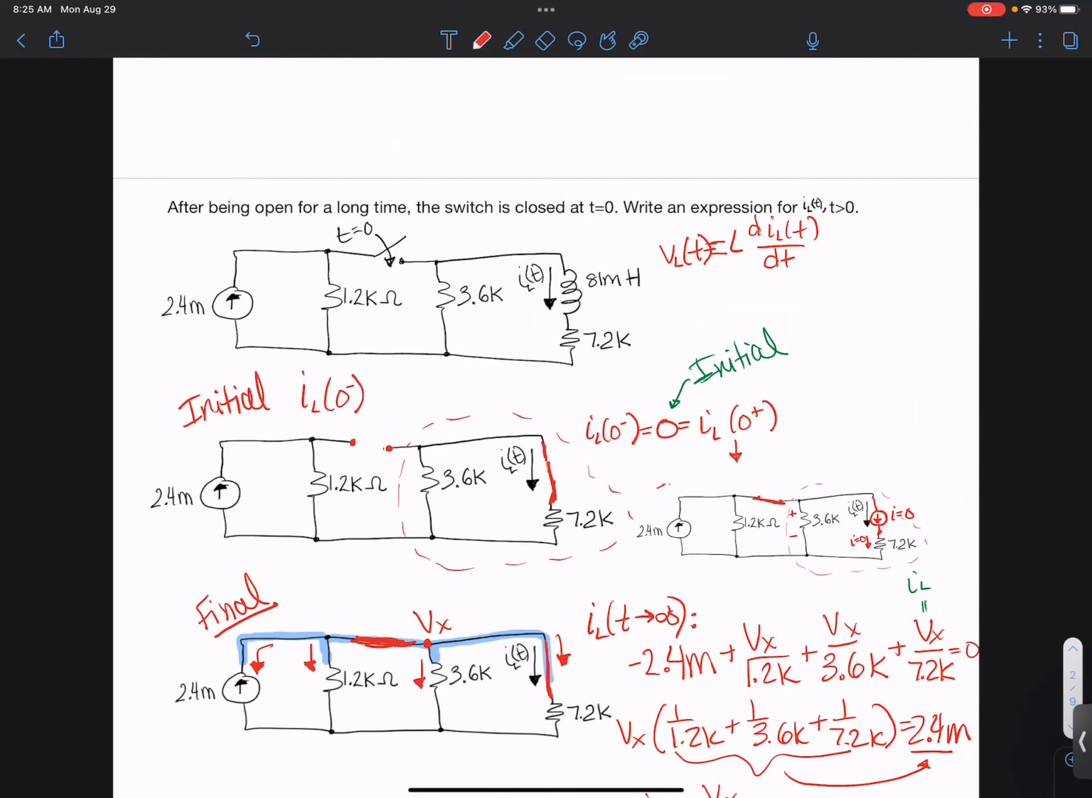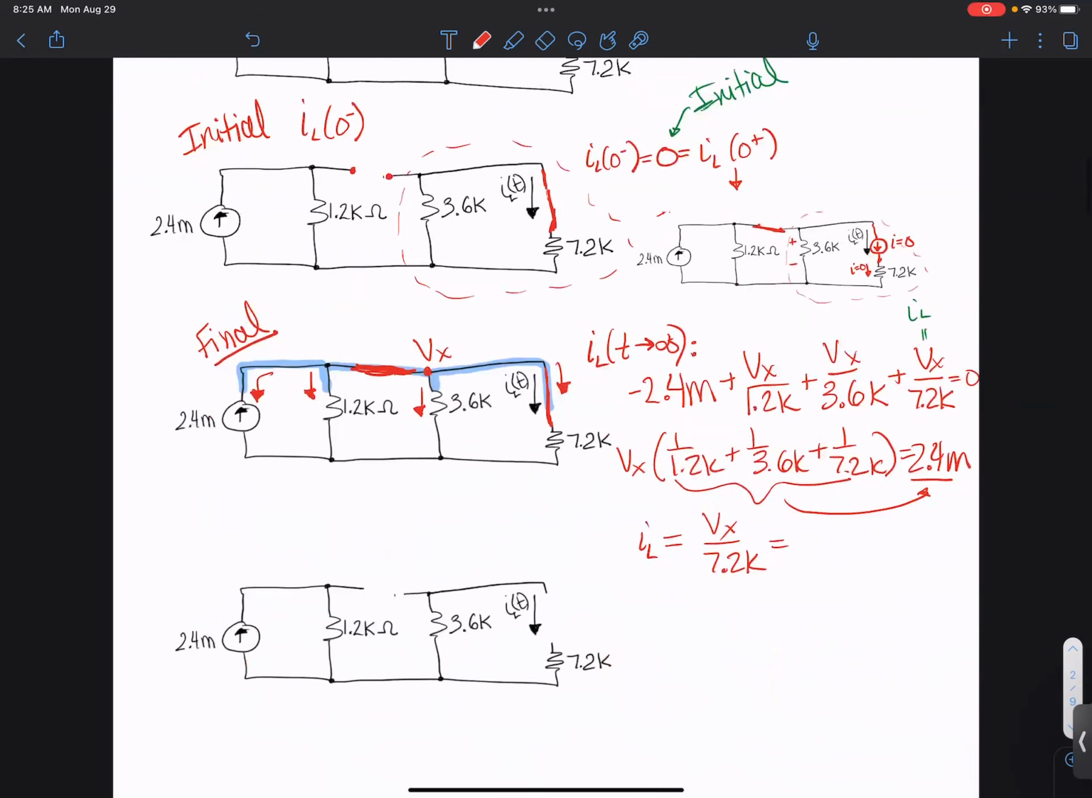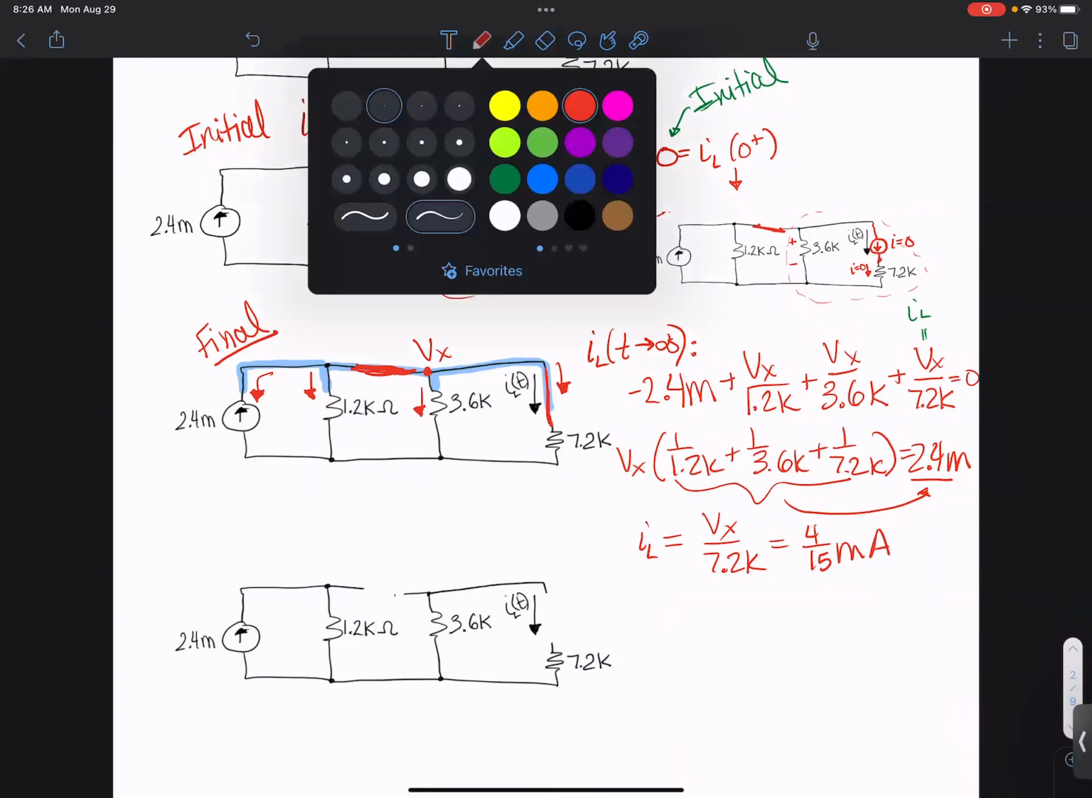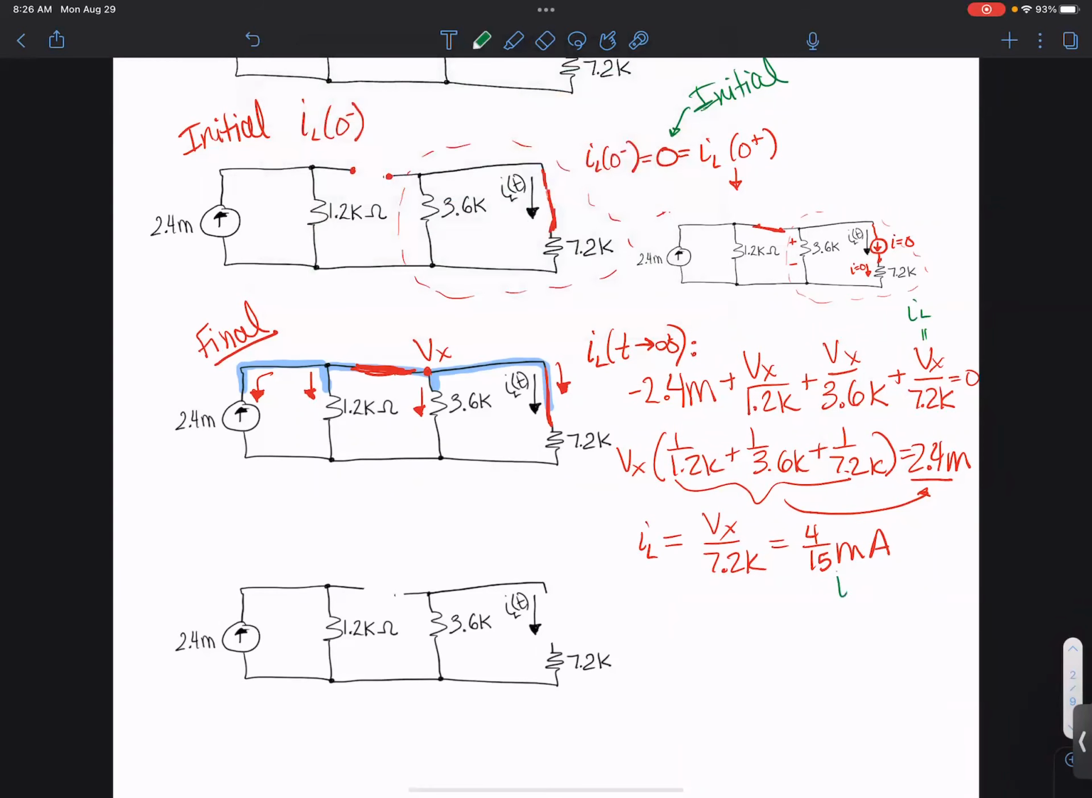It is 4/15 milliamps. So this would be my final value. All right, so we have initial value, final value. We need one more value. We need tau. So with tau, you're always going to find it in the final position.